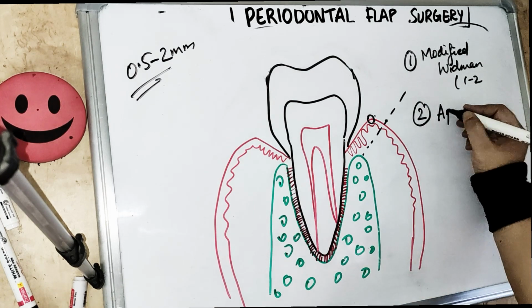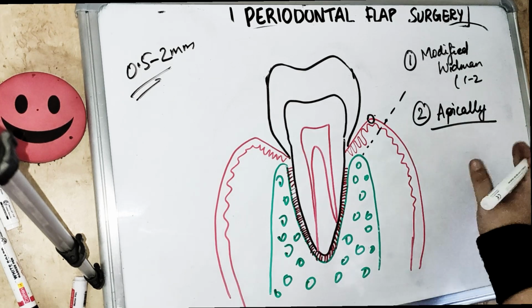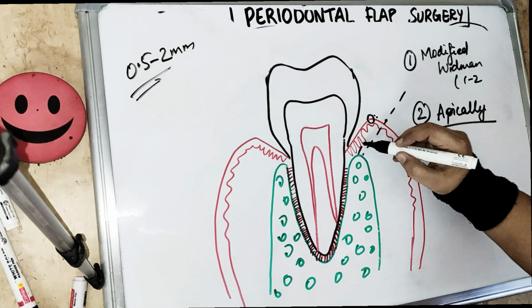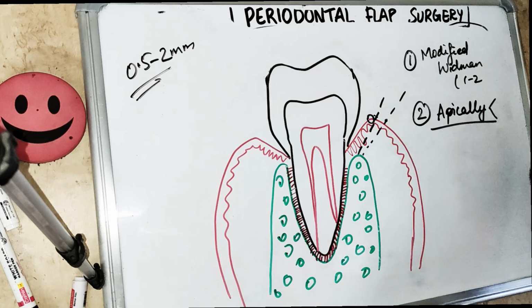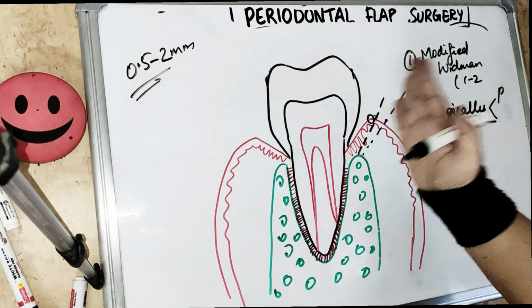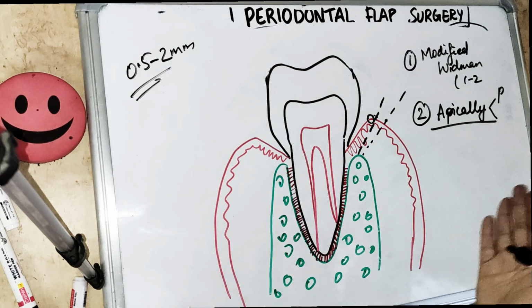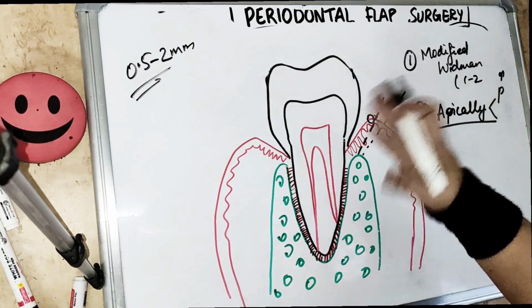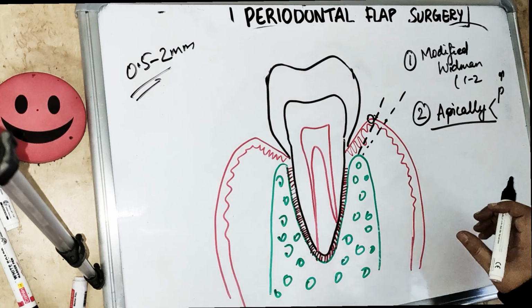Now we will talk about the apically displaced flap in detail. So we are going 0.5 to 1 millimeters for the apically displaced flap. Also, apically displaced flap, we can do it in 2 ways. It can be either the partial thickness or the full thickness flap. So partial thickness or split thickness flap is used for the increase in the width of the attached gingiva, and the full thickness flap or the mucoperiosteal flap is used for our flap procedures.